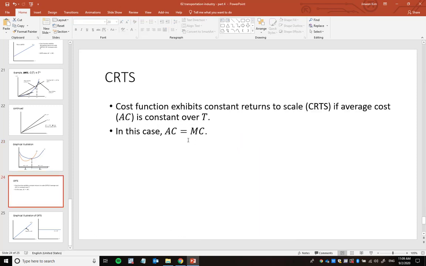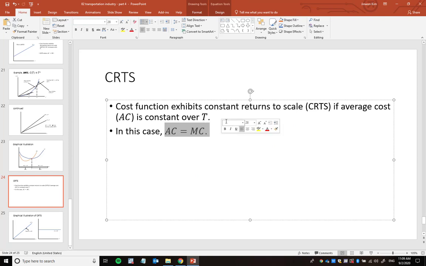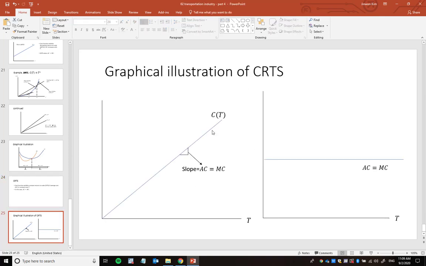Finally, if average cost is the same regardless of t, we have CRTS. In this case, average cost is the same as marginal cost. This is an example of CRTS. The cost curve is a straight line that is linearly increasing. Then we have constant average cost and constant marginal cost. So we have a CRTS cost function for this particular case.